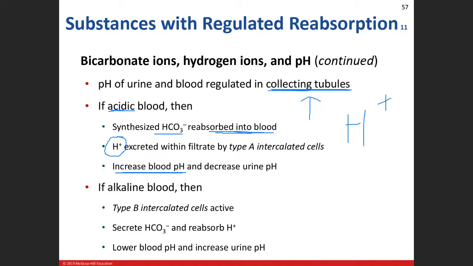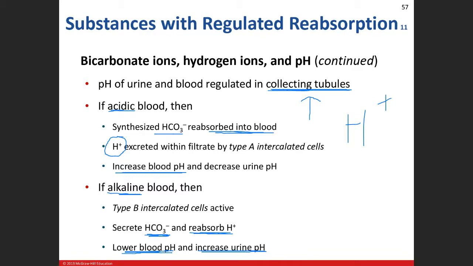If the blood is too basic or alkaline, then what we're going to do is secrete bicarb. We're going to put it into the urine, get rid of it, and we're going to resorb the hydrogen ions. Because remember, hydrogen ions will lower the pH. So if we secrete the bicarbonate in the urine, and we resorb hydrogen ions into the blood, we are going to lower the blood pH because it's becoming more acidic, and we're going to increase the urine pH because we're putting more bicarbonate into the urine, and that's going to make it more basic. I'll show you how all this works, all right?